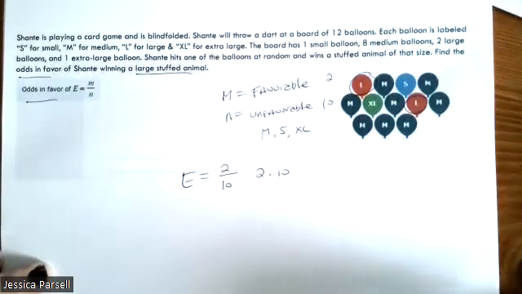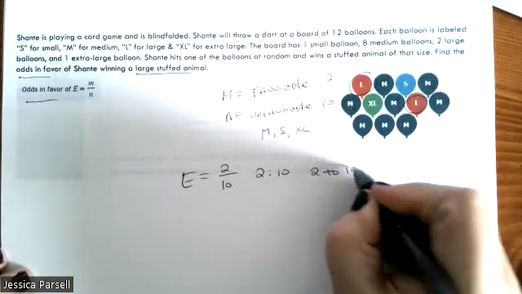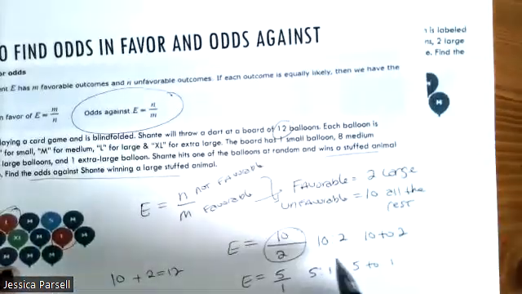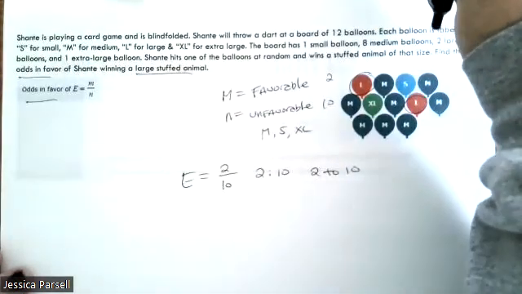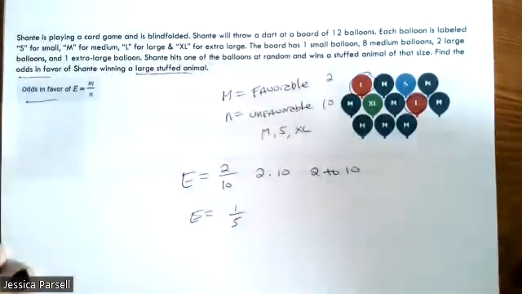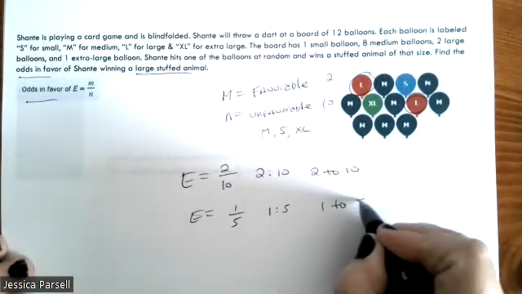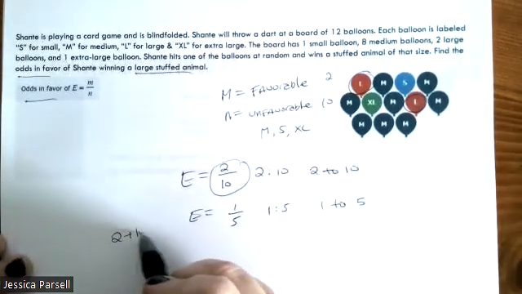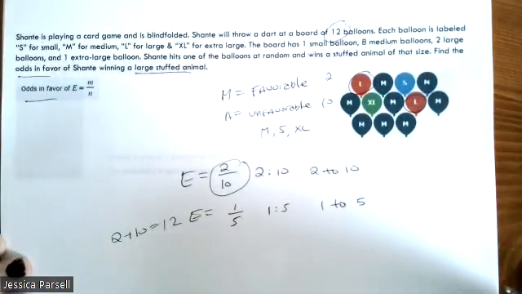All right, so this is odds in favor of her winning a large stuffed animal, or you could call it 2 to 10. Okay, so remember, odds against were just the opposite. That was 10 to 2. Now we're looking at odds in favor, so it's just the opposite. So again, we can also reduce this to 1 to 5. Okay, and keep in mind you can still add this up. 2 plus 10 equals 12. We know we have 12 balloons, so we're feeling pretty good about this.